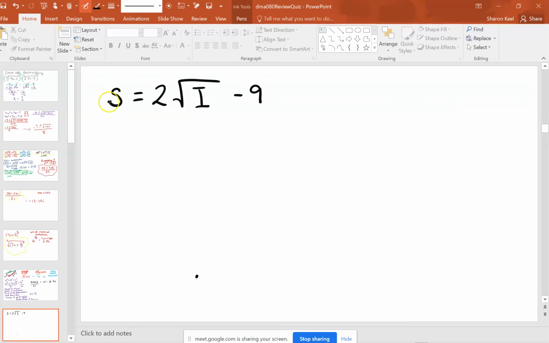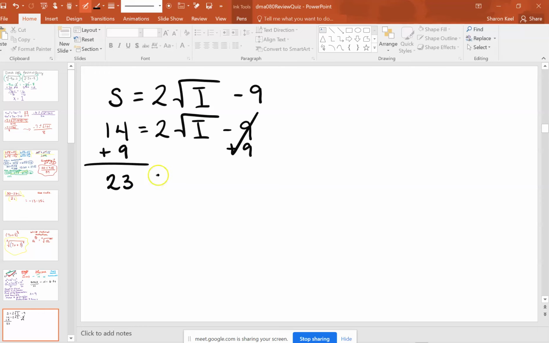So we are going to substitute the S with the number 14. What we are solving for is the letter I. So the first thing that we should recognize is if we're solving for I, we need to start with this 9 and move the 9 to the other side. Okay? So what we have is 14 plus 9 gives us 23 equals 2 square root I.